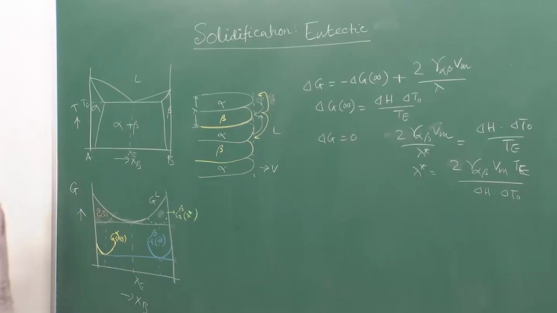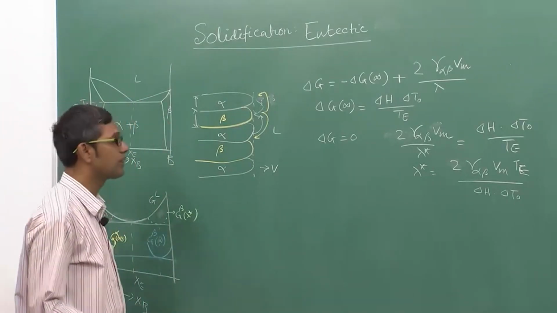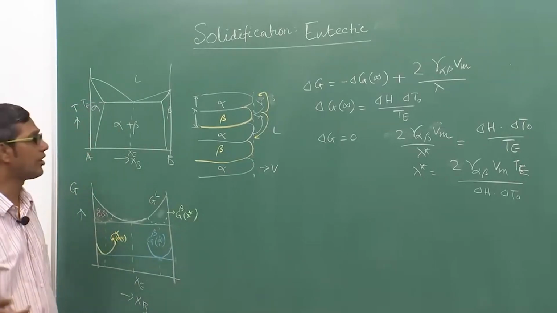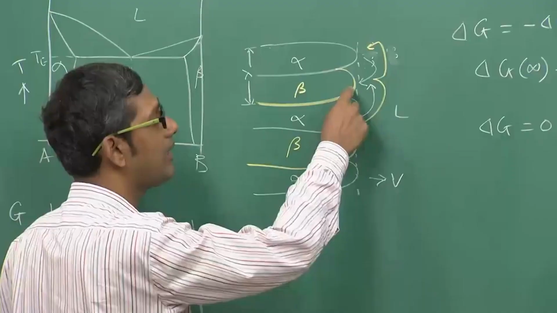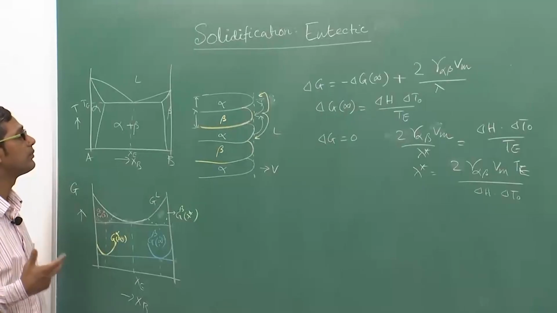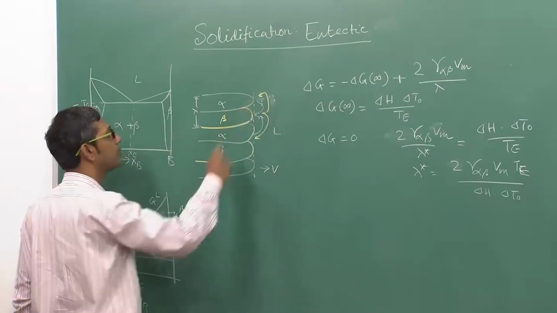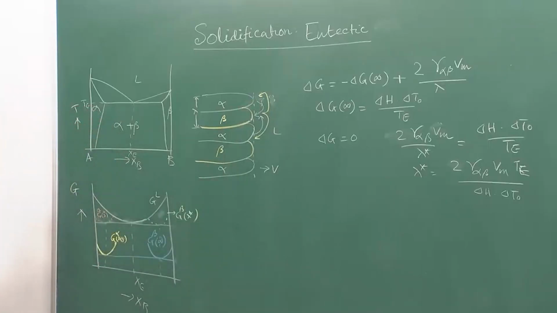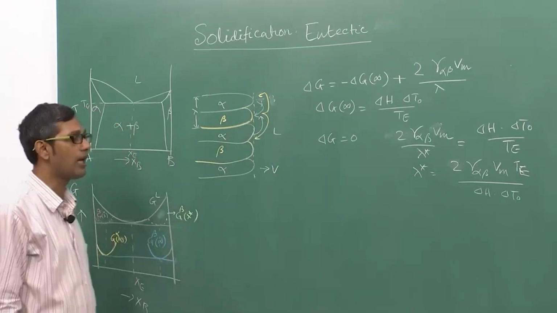Now, let us look at how the growth actually happens, what is the mechanism of growth. As I already discussed, the growth is basically because of the diffusion of the atoms from the tip of the alpha to the tip of beta and vice versa. So for the growth to happen, there must be sufficient compositional gradient developed between the tip of alpha and the tip of beta for the B to be transported. Similarly, for the A to be transported, the compositional gradient must develop between the tip of beta and alpha.